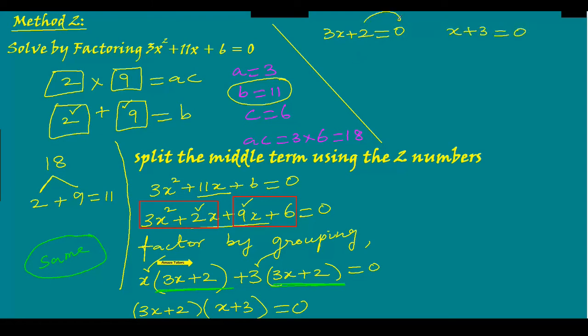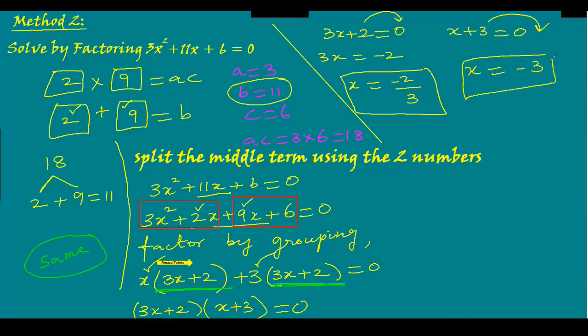Now take 2 to the other side, minus 2. And when you take 3 to the other side, multiplication will become division. Negative 2 by 3. This is one of the solutions. And when you try to solve the second one, positive 3, when you take it to the other side, will become negative 3. These are the answers or solutions for the given quadratic.